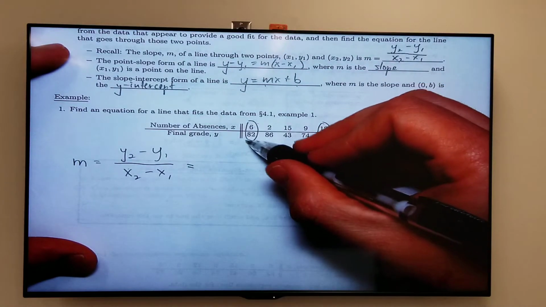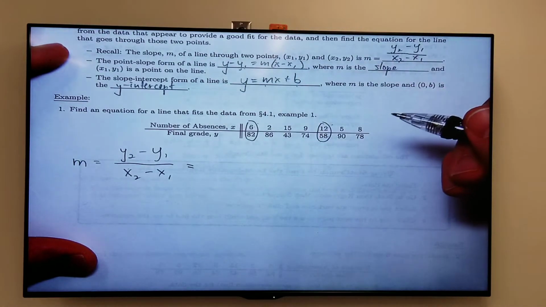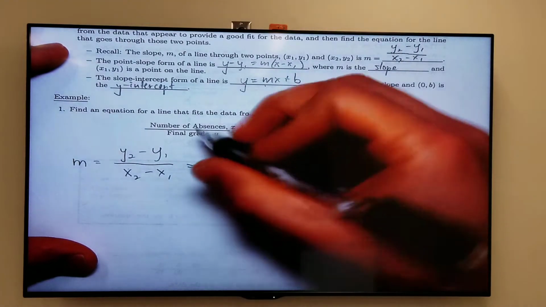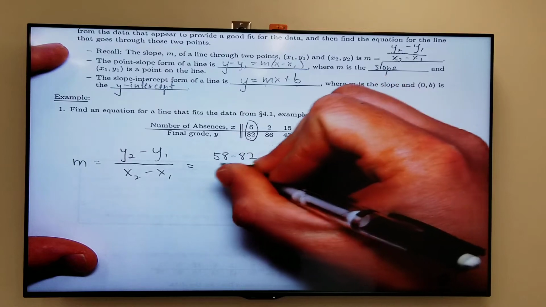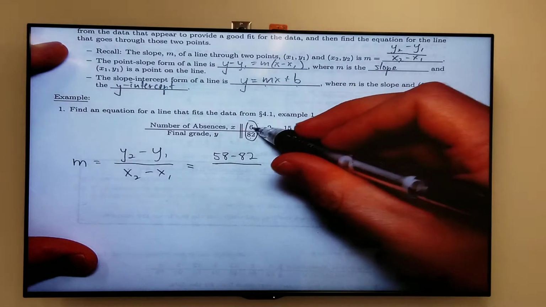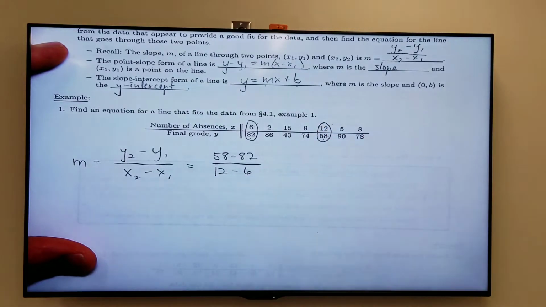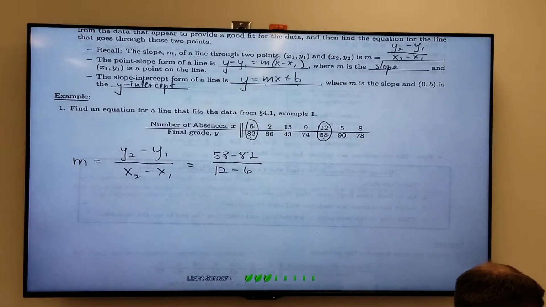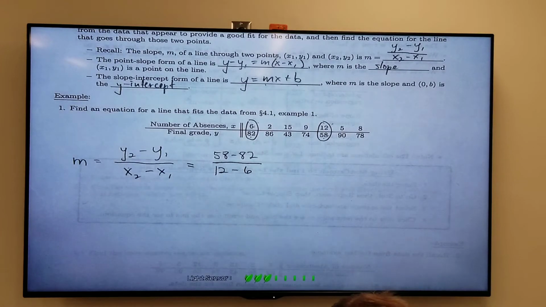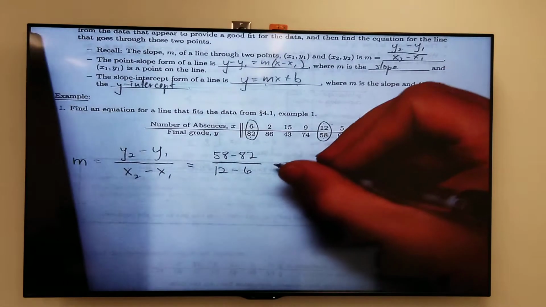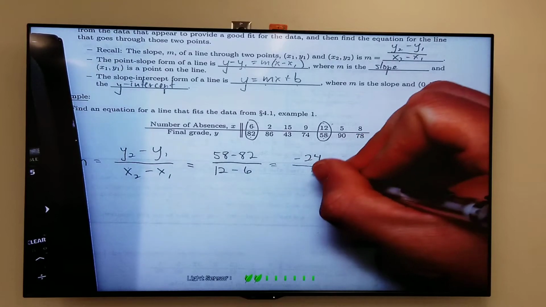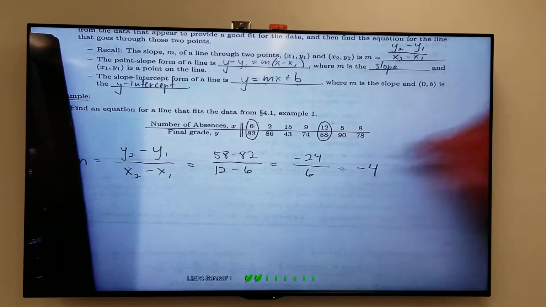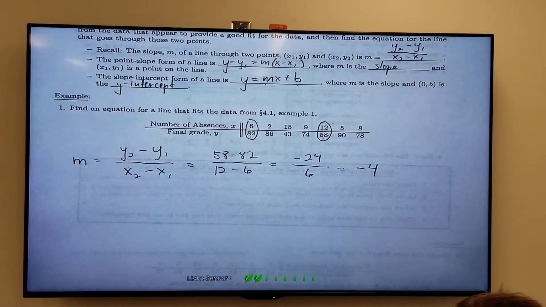Remember that I called this one x1, y1, and this one x2, y2. So y2 minus y1 would be 58 minus 82. x2 minus x1 would be 12 minus 6. Okay, now we can use a calculator, although this seems like it's going to work out kind of nice. What is, let's see, 58 minus 82 is negative 24. So this is negative 24 over 12 minus 6 is 6. Oh, that comes out beautifully to negative 4. Look at that. Okay, pretty nice. So there's our slope.